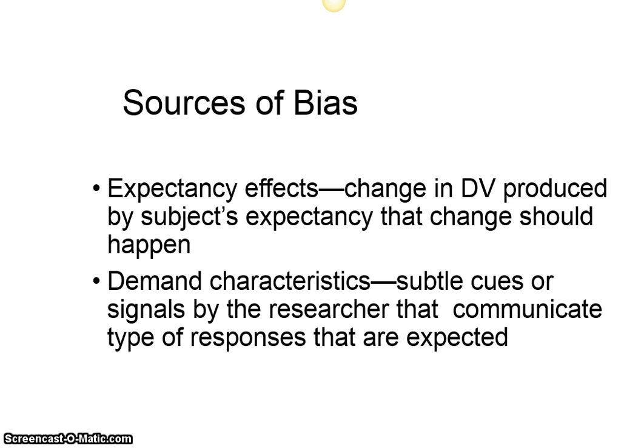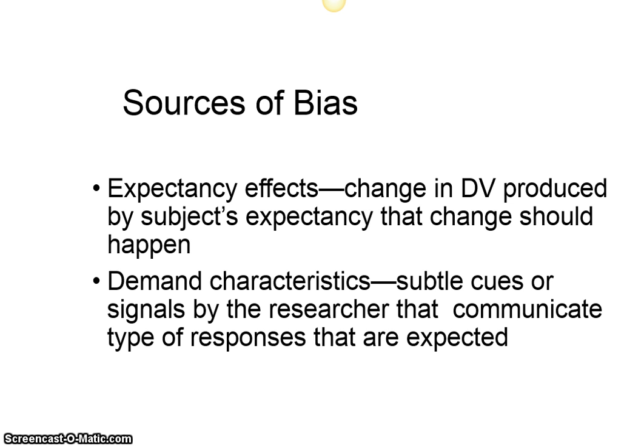So say the scientist that developed this new depression drug is so excited about it, and he thinks he's going to get really rich. So when he passes out the depression drug to the subjects, he smiles. He might not be aware of it, but he might communicate some sort of cue that this is going to work. And when he passes out the sugar pill to the other subjects, he doesn't smile. Okay. So in this way, the researcher is communicating some sort of an expectation, and this can confound our results.